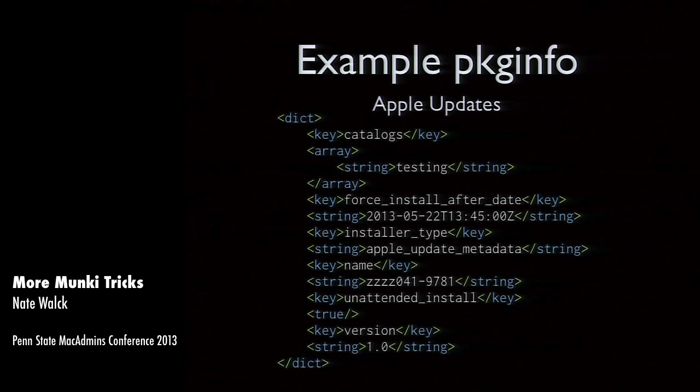What that looks like is this. This is standard pkginfo format, but this is the whole pkginfo. It's only metadata. The actual Apple update never touches your repo. It's actually pulled from your Apple software update server. It could even come from Apple's software update server. Which one?